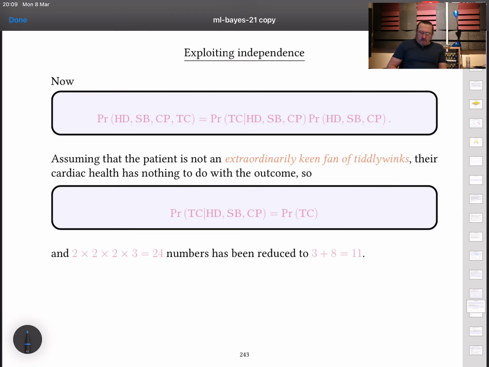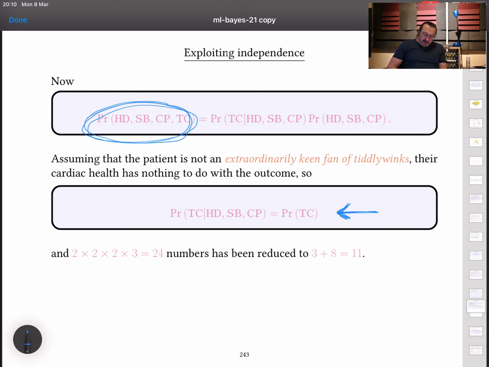Now, we can split in the usual way, and this is going to be done a little bit more generally in a moment, a joint distribution into a conditional distribution and a prior. Probability of A given B: probability of A and B is probability of A given B times the probability of B. B here is just the conjunction of HD, SB, and CP. But we can assume that the outcome of the Tiddlywinks competition is independent of the other 3 random variables, and one way of defining independence is like this.